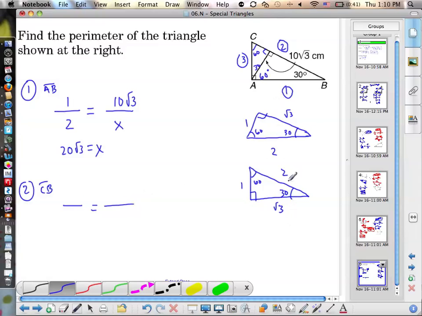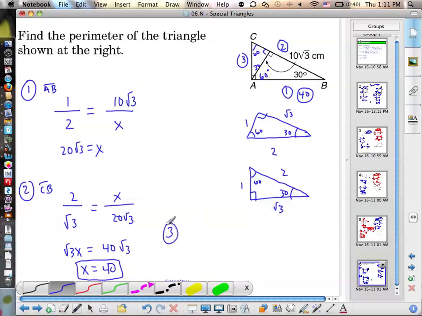So we have 2 is to x, as root 3 is to 20 root 3. So then we have root 3 x equals 40 root 3. So then x equals 40. Right here. So this long side is 40.